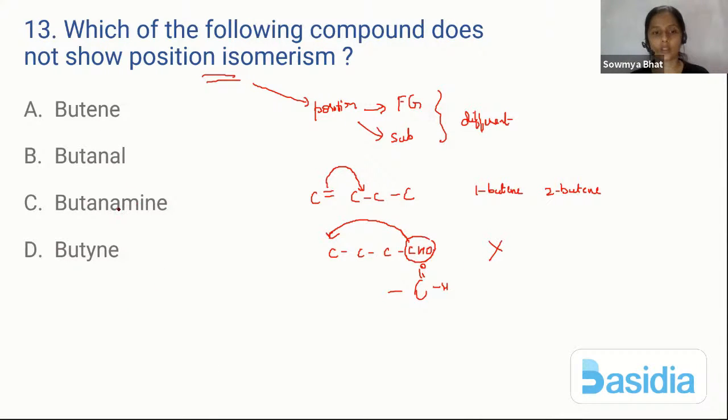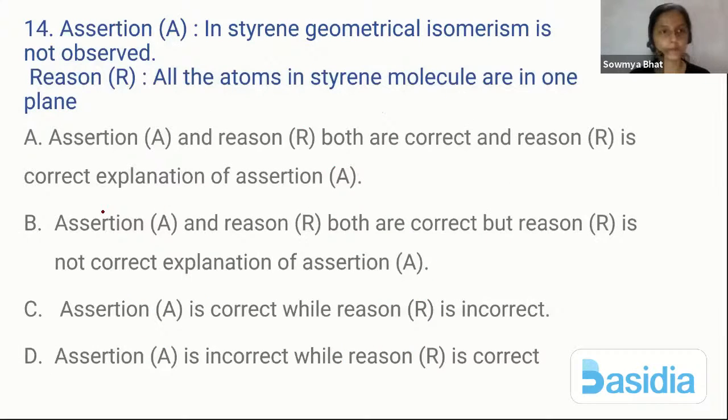If you take the third option, that's a butanamine. There are 4 carbon atoms. Basically, when you say but and 1, 2, 3, 4, you can put NH2 here at the first position, or even you can put NH2 here. That is going to give a different position for the functional group. So this can show the position isomerism. And just like butene, which has 4 carbon atoms, butyne can have a triple bond here as well as here. So the correct answer, the one which can't show the position isomerism, is option B.